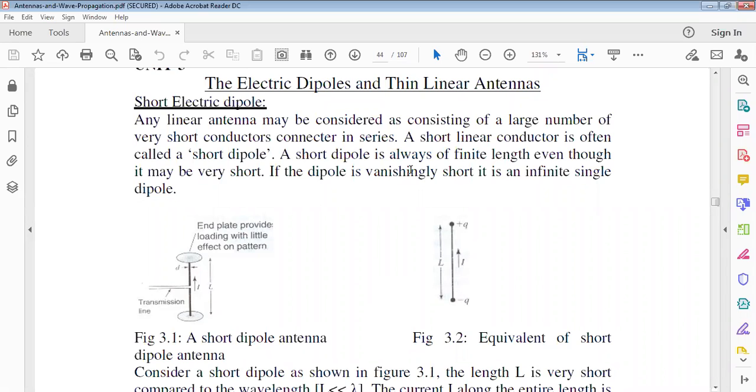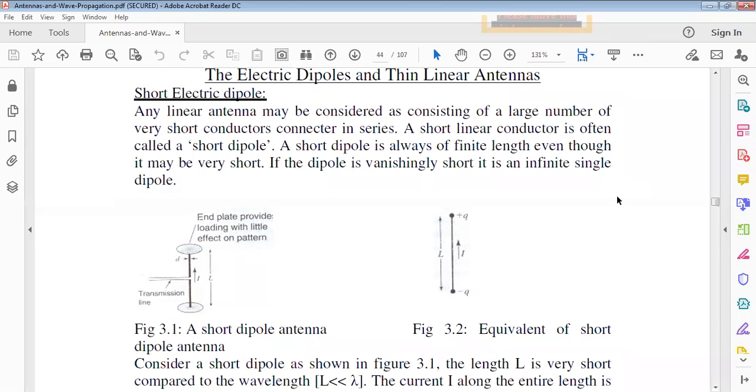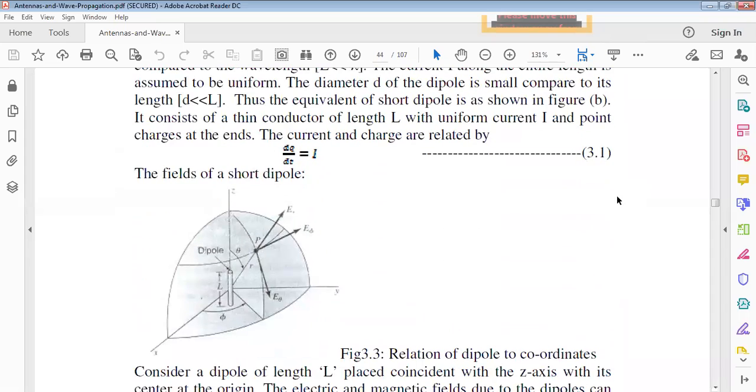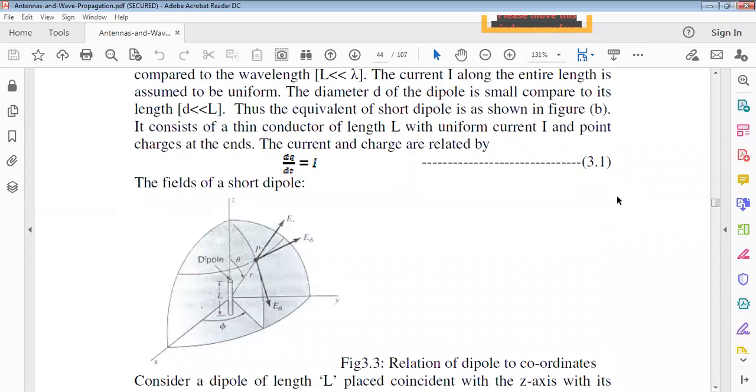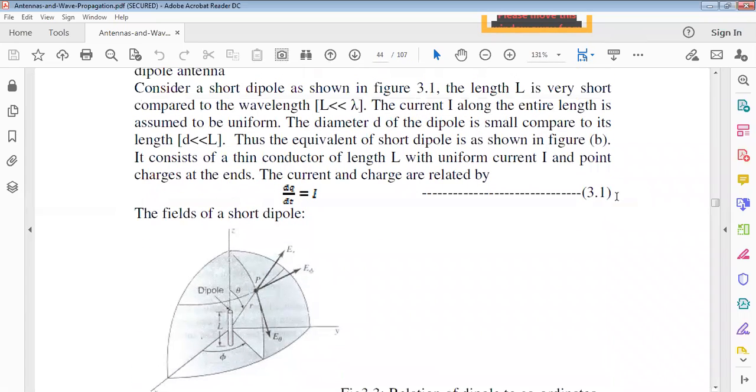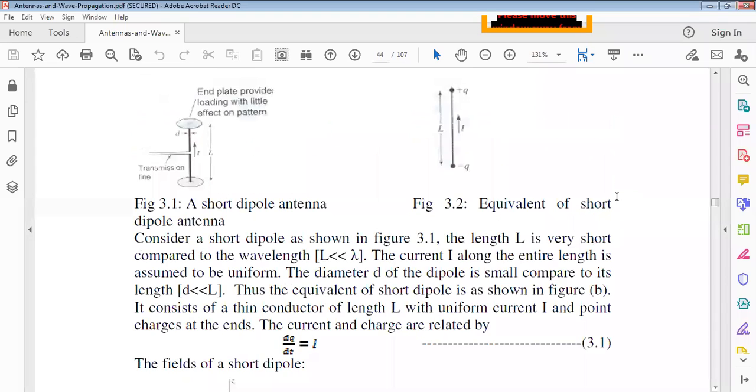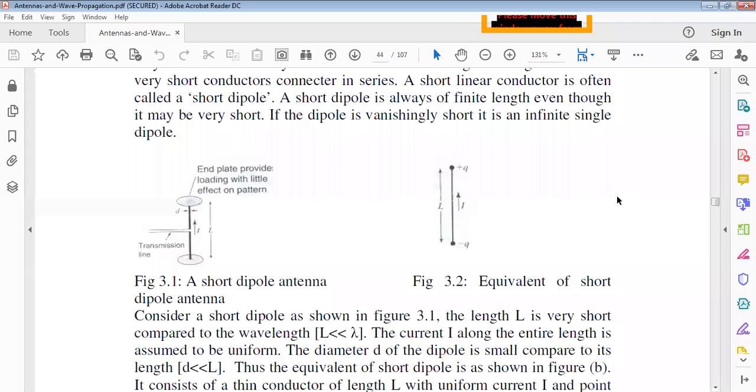Before going to the thin linear wire antennas, we have to show the expressions for the short electric dipole and its equivalent. Next, the half wave dipole. Next, the quarter wave monopole. Different lengths of antennas are there. Already I told you what the different lengths are.